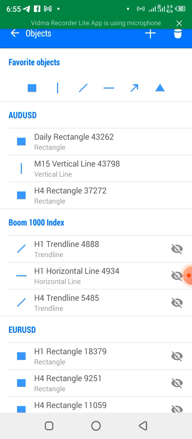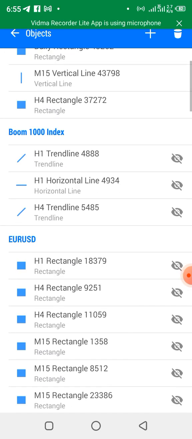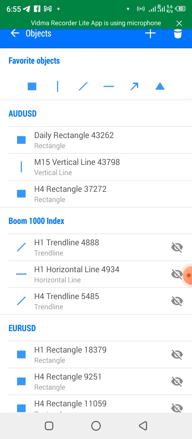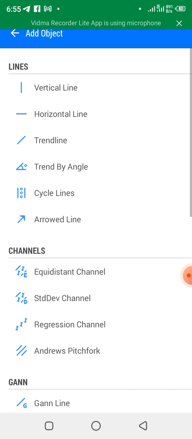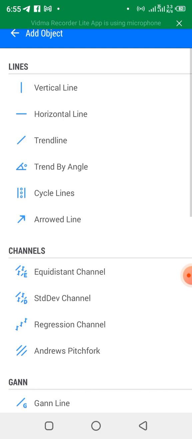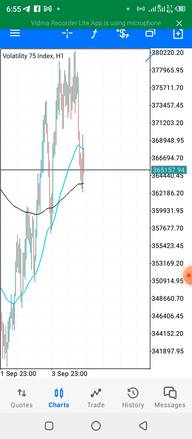All right, so these are different shapes you can use to analyze your market. Let's use one. You can see a plus sign above here, so you just click it. It brings you here. Okay, you can see vertical line, horizontal line, trend line, plenty of them. But let's just click on trend line, because you've been using this to determine your trend. So once you've clicked on it, you tap your screen, you can see it here. You just draw it up.